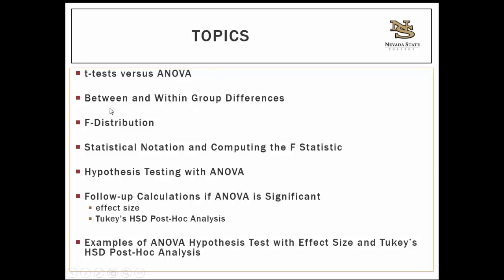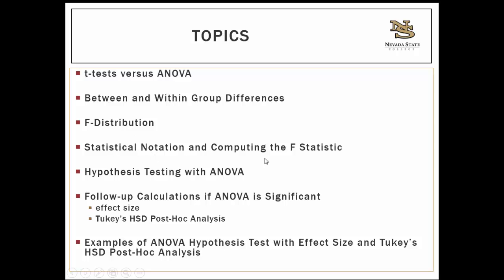And as you'll see, the between and within group differences are similar to the observed differences between means and the differences you'd expect to see due to chance, or the standard error from t. Then we'll move on to the F distribution. So we're no longer going to be looking at the t distribution when we're finding our critical values. We're moving on from t, going to F. And the F distribution is different from the distributions that we've been looking at before, and I'll explain why.